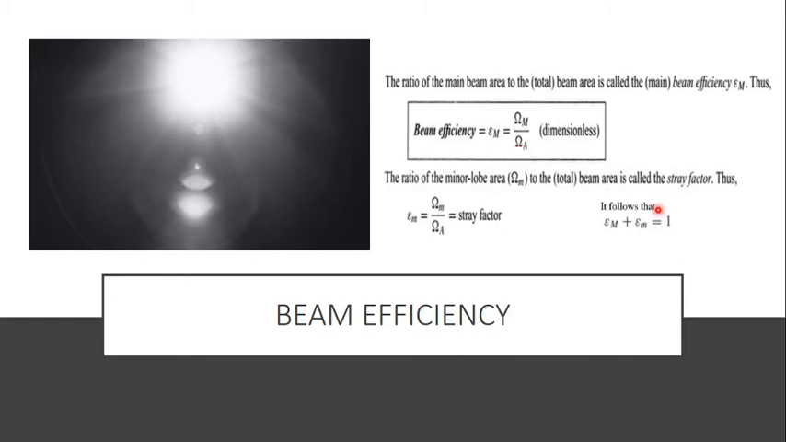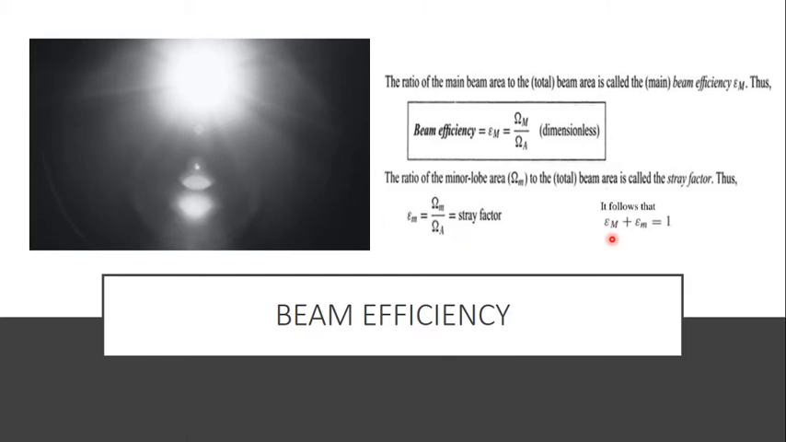And one more term we have is called the stray factor. This is the ratio of the minor lobe area to the total beam area. The minor lobe represents the wastage of power, so we find the stray factor to know how much power is wasted. It is the ratio of minor lobe area to the total area that is present, and this term is what we call the stray factor.